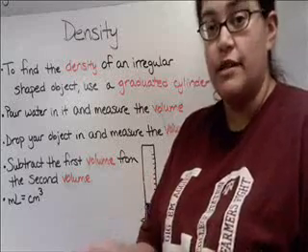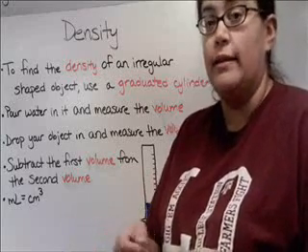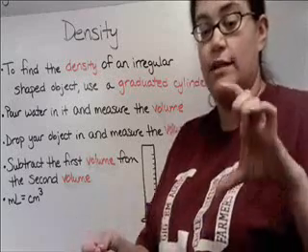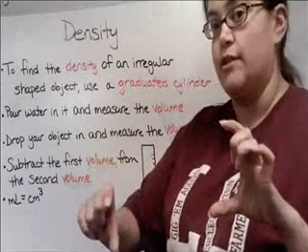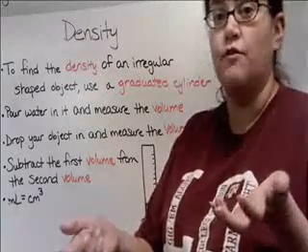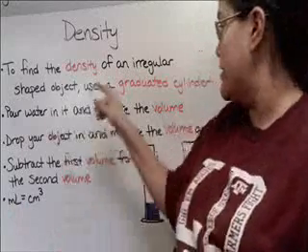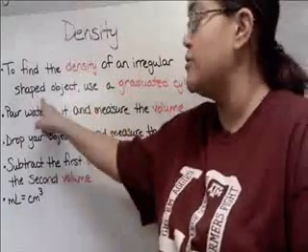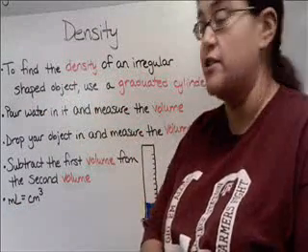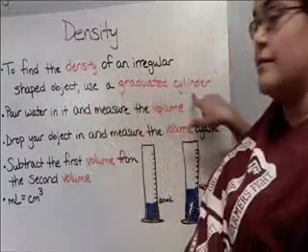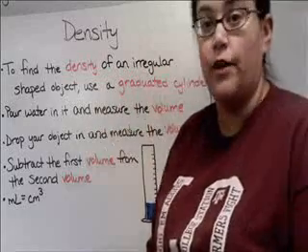But what if your object is round, or the length, the width, and height change? Like, what if one side is this thick and on the other side of the object it's this thick? What would you measure for height? Would it be this one or this one? So if your object is irregularly shaped, it's not a rectangle or a square shape, you use a graduated cylinder to find its volume.